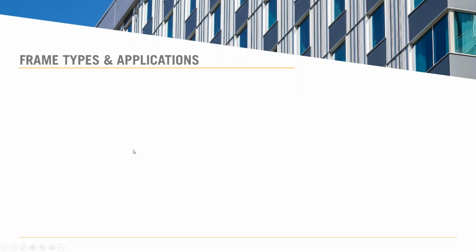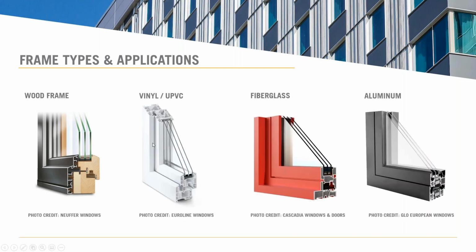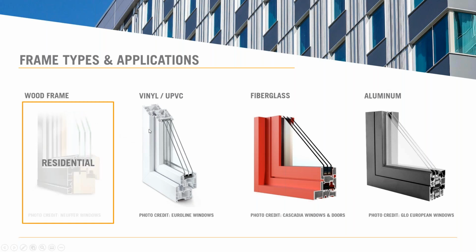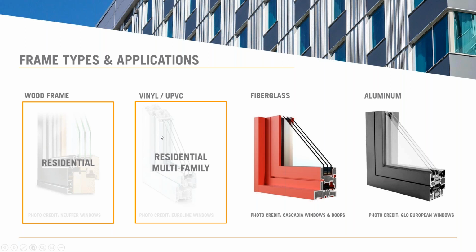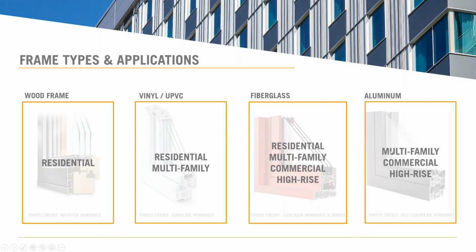So when we think about window types, there's a few different types. Obviously, there's hybrids of these, but these are the major buckets that they fall into: wood, vinyl, fiberglass, and aluminum. And because of their properties and strengths and weaknesses, they tend to end up in different markets. So typically we see wood in residential primarily. Vinyl ends up dominating the residential and multifamily markets just due to first cost, and then fiberglass is really able to cover everything from residential to high rise. And aluminum has dominated the commercial market until now.